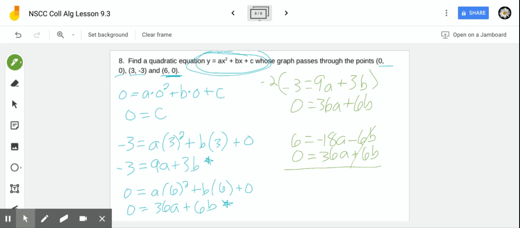And we can use elimination here. So this gives us 18a equals 6. So it looks like a is 1/3. So now we know a. We know C, so all we need to do now is find B.